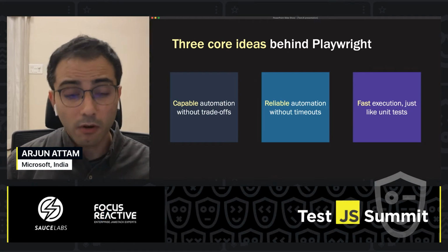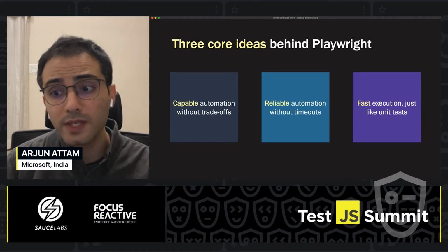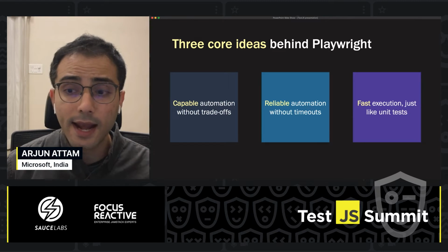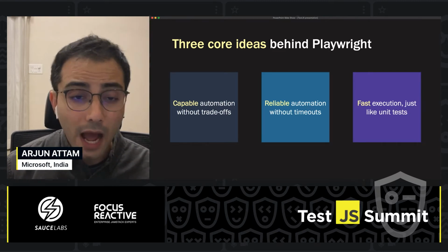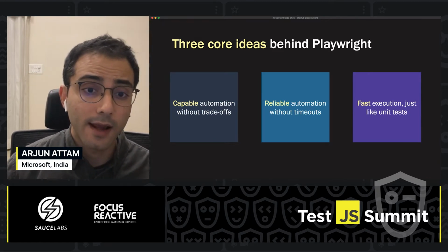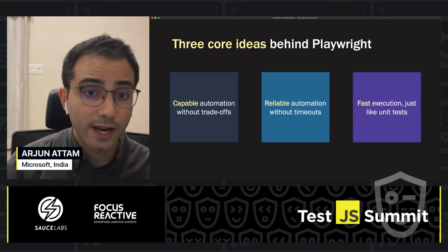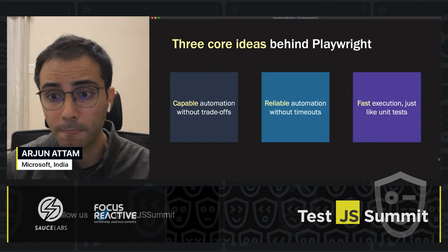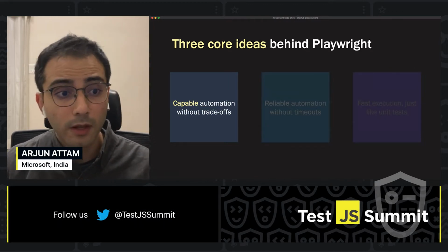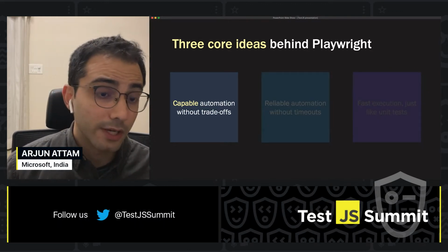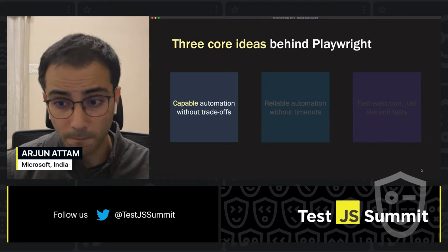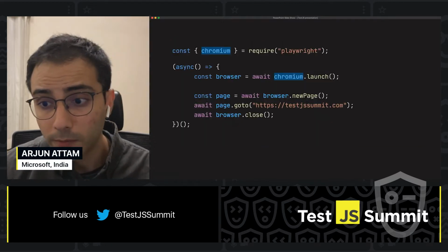For the rest of the talk, I'm going to zoom into each of these three core ideas and show you code on how they're implemented in Playwright and how you can make the most use of them in your tests while you're shipping your applications. Let's start with capable. Capable automation without trade-offs. Let's start and look at some code.